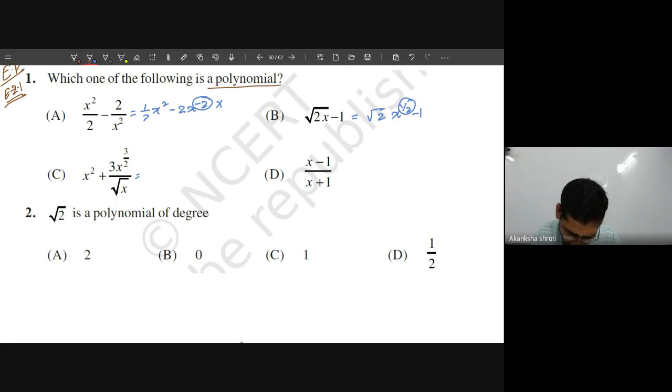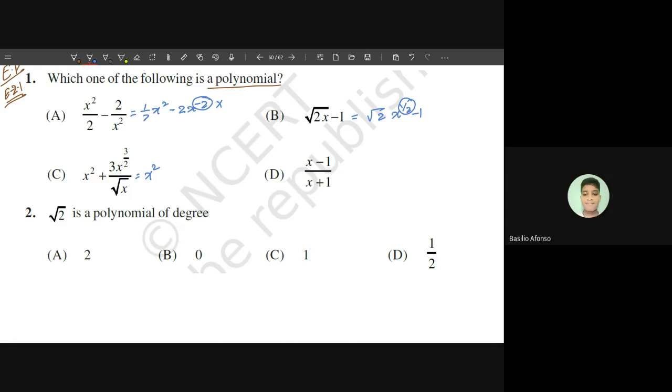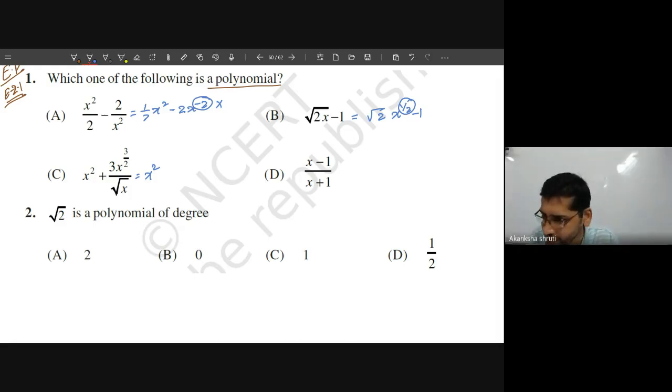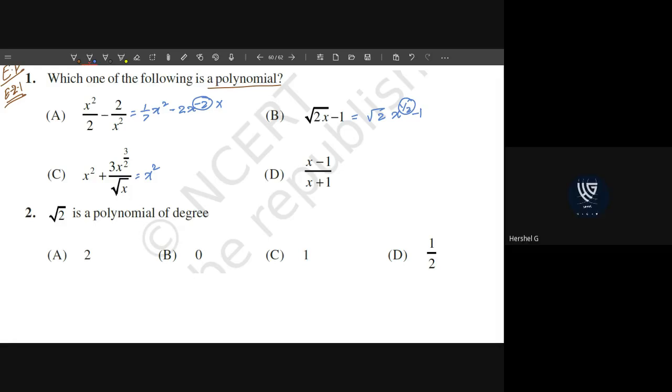Now coming to this one. You have to simplify this to see whether it is a polynomial or not, students. Third one, tell me quickly. You have to first simplify it. No, sir. Then the fourth one is a polynomial. Yes, sir.